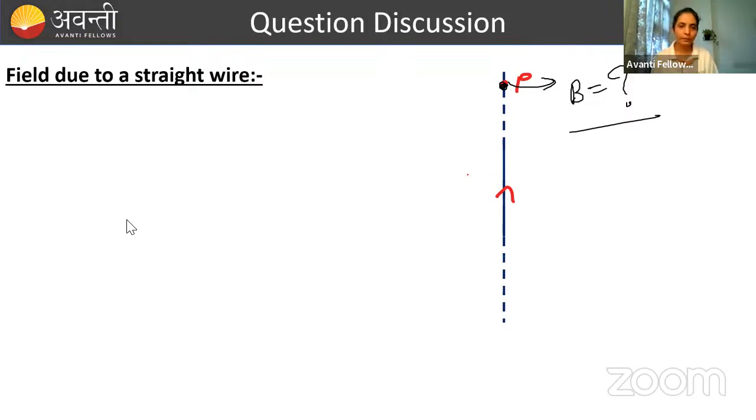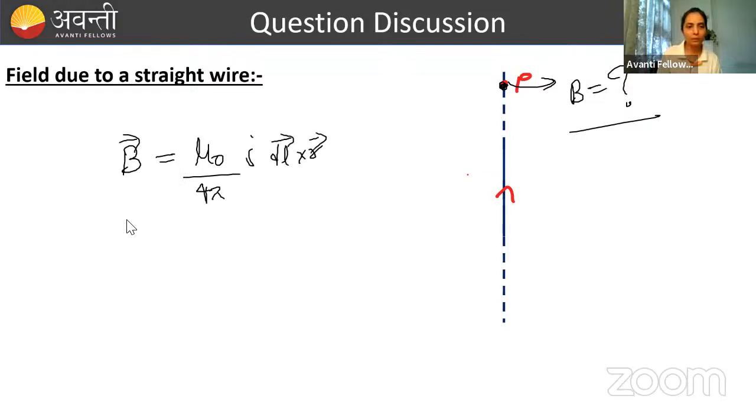You don't need to do anything. You just use Biot-Savart law, right? B is equal to what? Mu naught by 4 pi. What is this? I dl cross r by r cube.